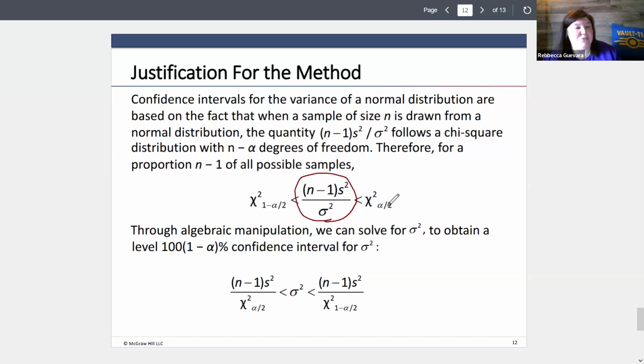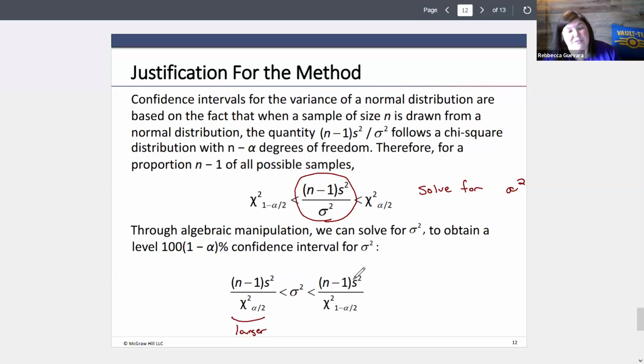So through some algebraic manipulation, it's kind of involved, but essentially it goes beyond the scope of the algebra that we've done in this course, going a lot into inequalities. What happens is that if you solve this for sigma squared, you end up with sigma squared being between n minus 1 times s squared divided by your chi-squared for alpha divided by 2, so your bigger chi-square here.